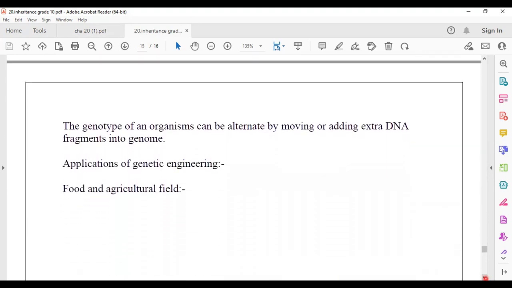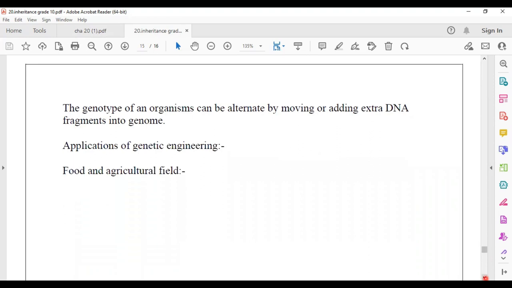The genotype of an organism can be altered by moving or adding extra DNA fragments into the genome. Genome means the total amount of genes in an organism. To that genome, we are adding extra DNA fragments. That is how we are changing the genotype of an organism.